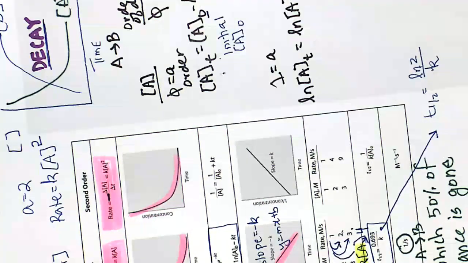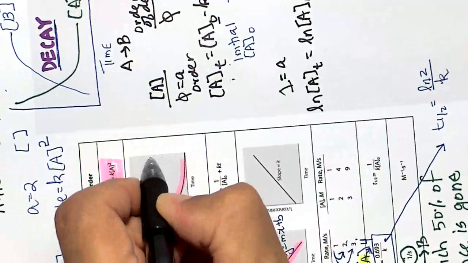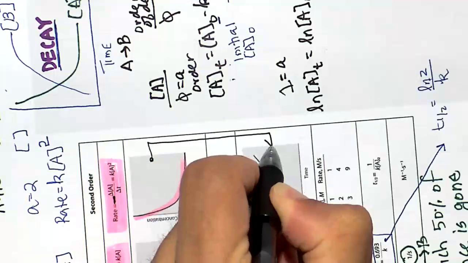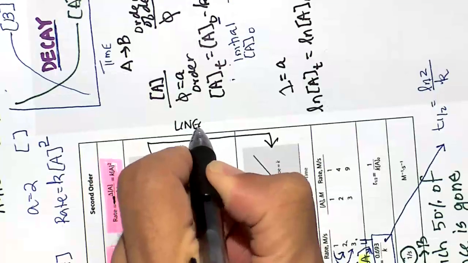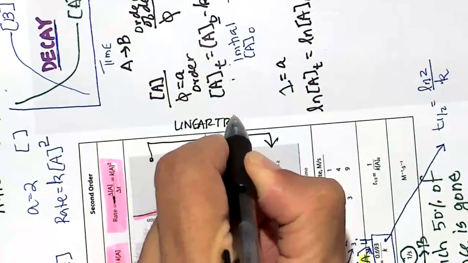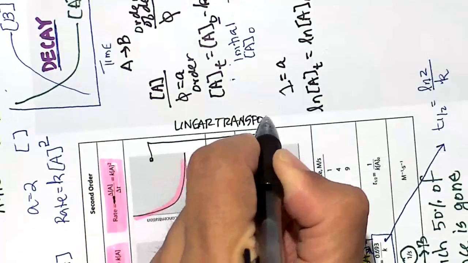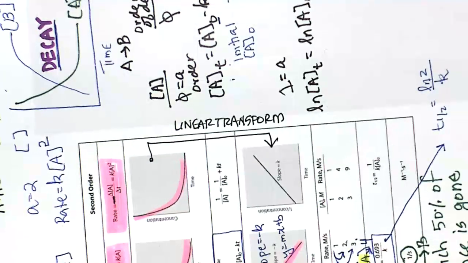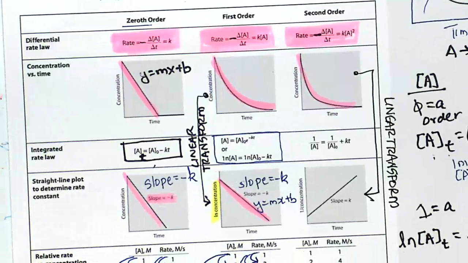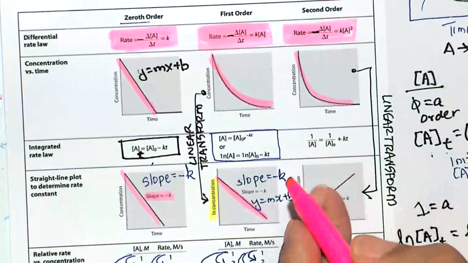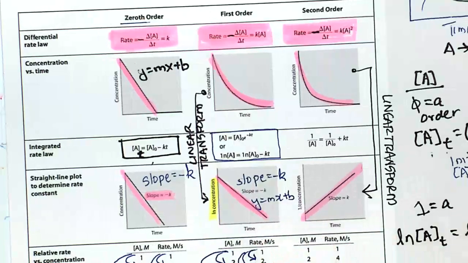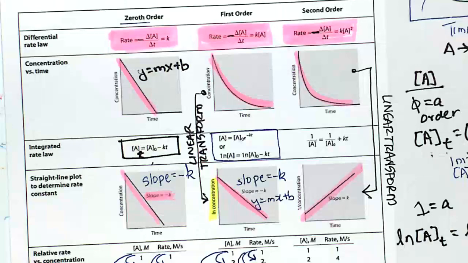Okay, so this is another linear transform. This is something that's used in math a lot. Okay, we'll do a linear transform. And the slope here is k. Okay? The slope is equal to k.